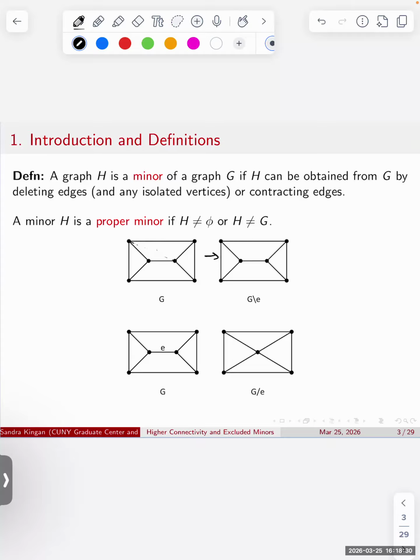The other operation involved in minors is contraction. And in contraction, you take this edge E and squish it down and identify these two vertices, V1, V2, as one vertex V. So that's G contract E, and the operation is written like that. G delete E is written in this manner.